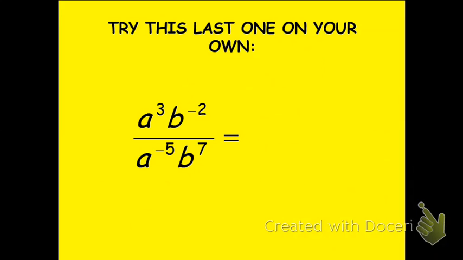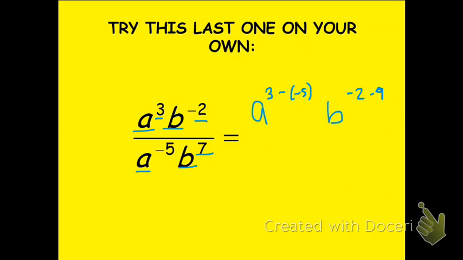Okay, let's try this next one. Same thing. I look at my x, my bases. Do I have the same base right here? a, b, b. So dividing exponents, now I'm just going to do what? Taking our first exponent, 3 minus negative 5. Now I'm going to take b, the 2 exponents, negative 2 minus 7.